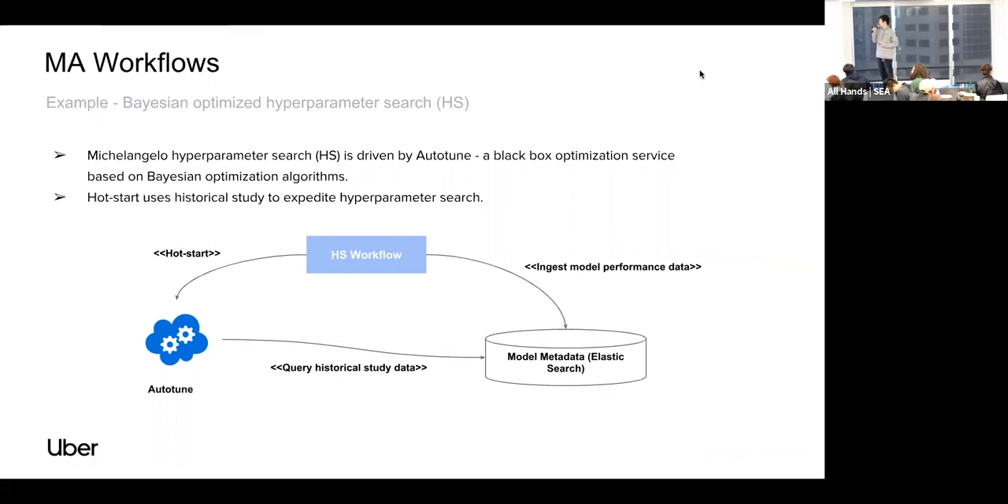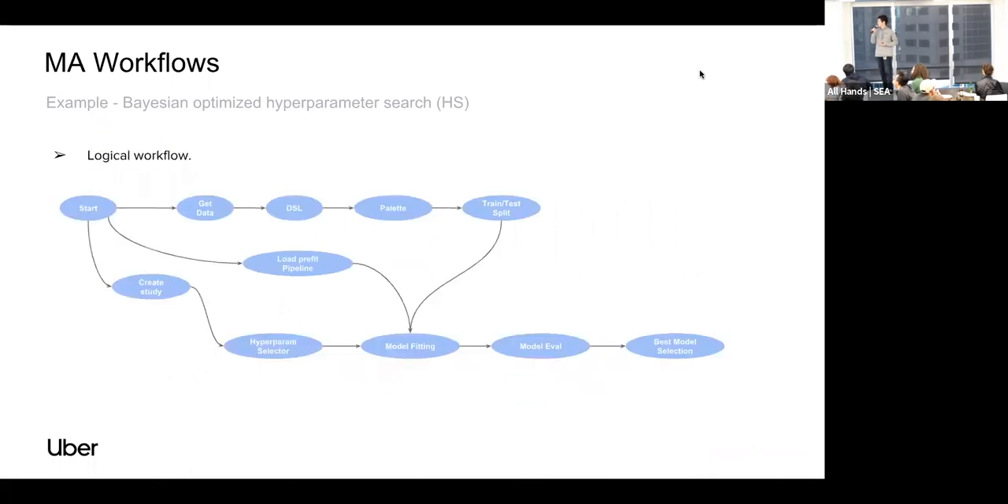We have the HS workflow that depends on auto-tunes for parameter selections. And then we have a model metadata tagging system, which is an Elasticsearch-driven tagging system that allows the auto-tune to leverage some historically searched results to start up very quickly with an initial good estimate of the hyperparameter set. Okay, this is the logical workflow.